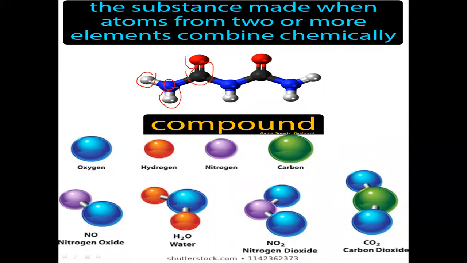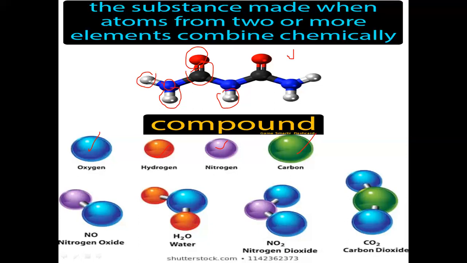So here is a chain of different types of atoms which combine chemically by this force of attraction that is called bonding. So a compound is formed. If you see here, these are different atoms: carbon, nitrogen, hydrogen, and oxygen. They can combine differently, so they can form different compounds.